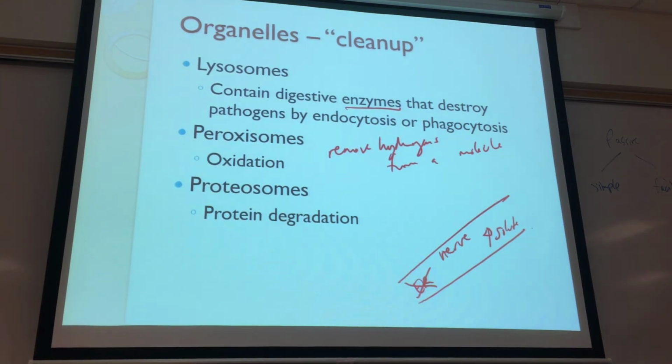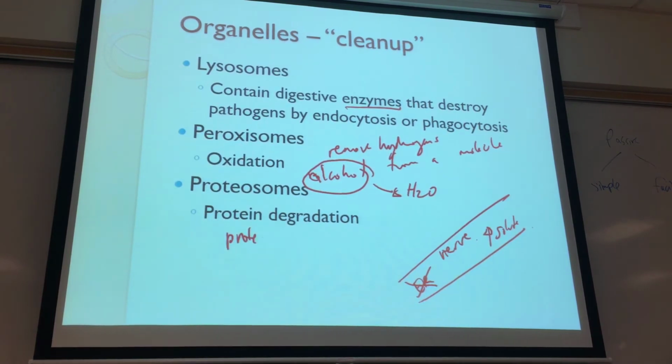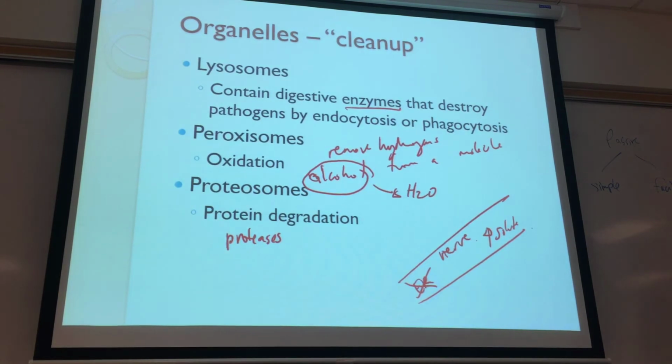In this case, this is their way of removing things that shouldn't be in our systems. A good example is the metabolization of alcohol. We have peroxisomes that come in and take alcohol and remove hydrogens from it to turn it back into water. Proteasomes are another one. They're basically a structure that contains proteases, enzymes that break down proteins. So when proteins are no longer functional, we degrade them and break them apart.